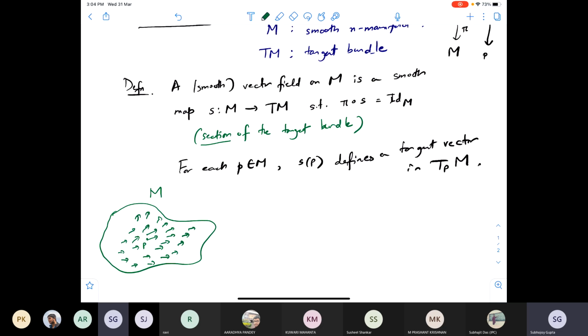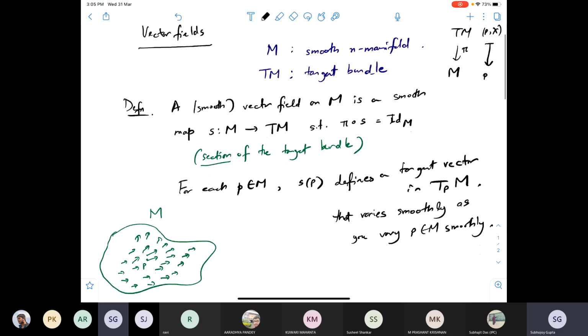And not only a tangent vector, I should also say that, since S is smooth, the vector field varies smoothly. So the smoothness of the map S ensures that these tangent vectors vary smoothly as you move around in the manifold. So that defines a tangent vector that varies smoothly as you vary the point P in M smoothly. Okay, so that's what a vector field is.